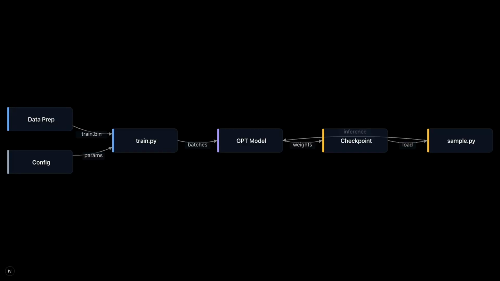Let's zoom out and see how the pieces connect. First, you run a data preparation script that tokenizes your text and saves it as binary files. Then the training script loads that data, pulls in configuration parameters, and feeds batches through the GPT model. As training progresses, it saves checkpoints containing the learned weights. Later, you can load those checkpoints with the sample script to generate new text. The configurator sits alongside everything, letting you override training parameters without touching the code.